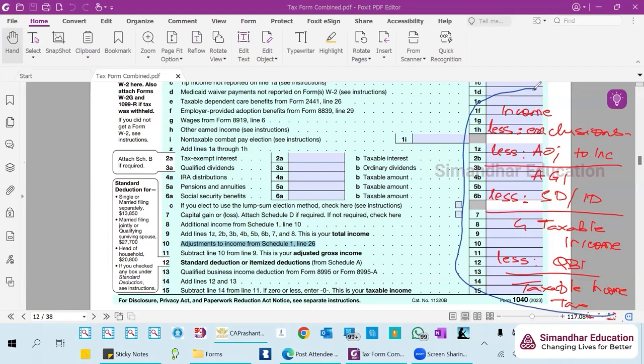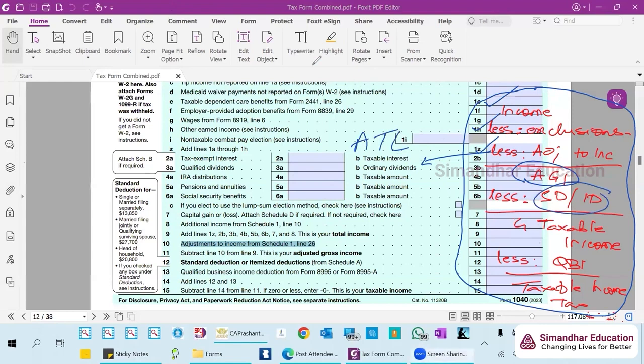You see, simply we made up the formula. We have income. Then we less any of the exclusions. Then we have the adjustments to gross income. Then we have AGI. Adjustments to gross income are also called what? Above the line deductions. Above the line deduction. Okay.